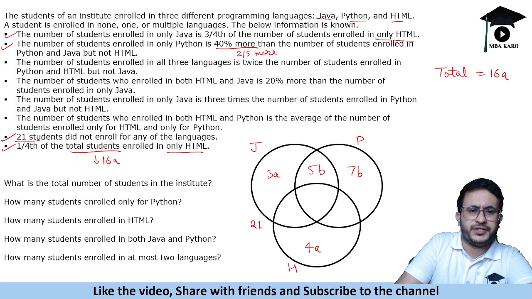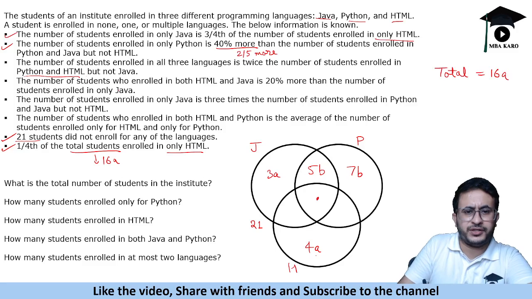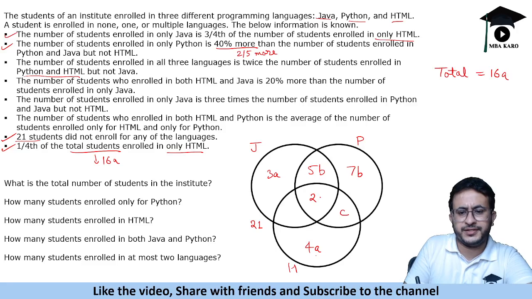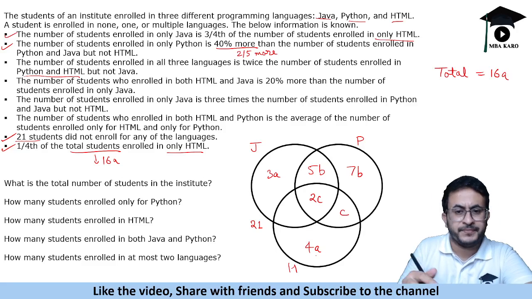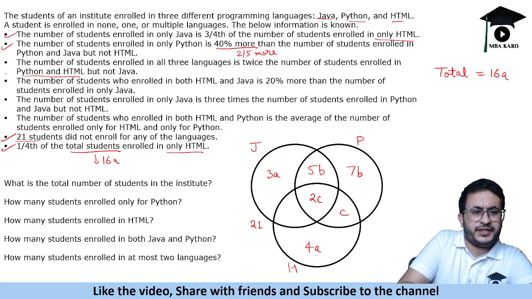The number of students enrolled in all 3 languages is twice the number of students enrolled in Python and HTML but not Java. Okay, Python and HTML but not Java. So let us say this number is C. So this number is 2C. Okay, then next we read these 2 statements.